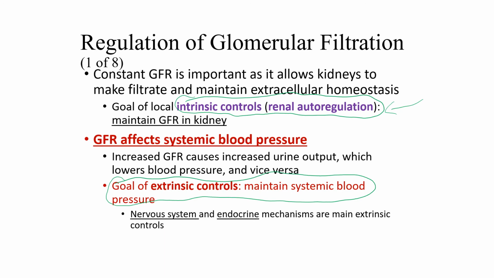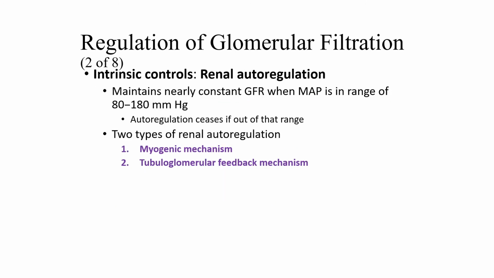What are the two main extrinsic controls? The nervous system and the endocrine system. Geez, just sounds like something else we just reviewed with the GI tract. Intrinsic controls, we're going to look at muscles, myogenic, and then everybody get ready, tubuloglomerular feedback mechanisms. What? Yeah. Tubuloglomerular feedback mechanisms.